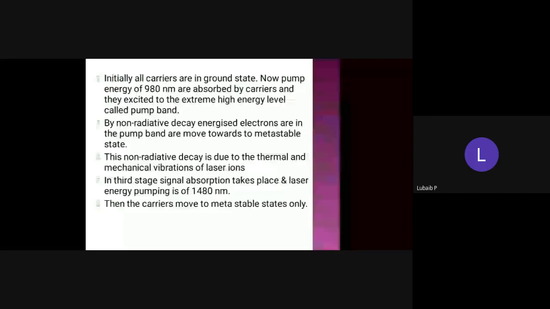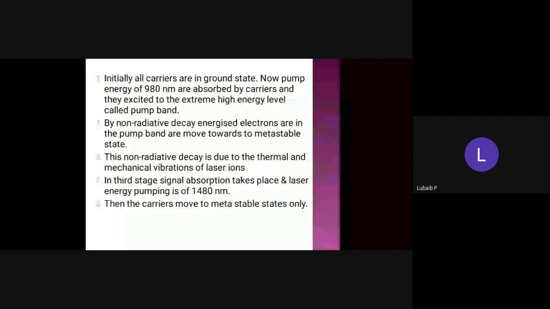And in the third stage, the signal absorption takes place, and the laser energy pumping is of 1480 nanometer. In the metastable state, I think you're familiar with the laser working principle. This metastable level is the main thing for the population inversion. That's why we get the population inversion in the metastable state, the accumulation of carriers, or the increasing number of carriers in the metastable state, so there are more carriers at the metastable state.